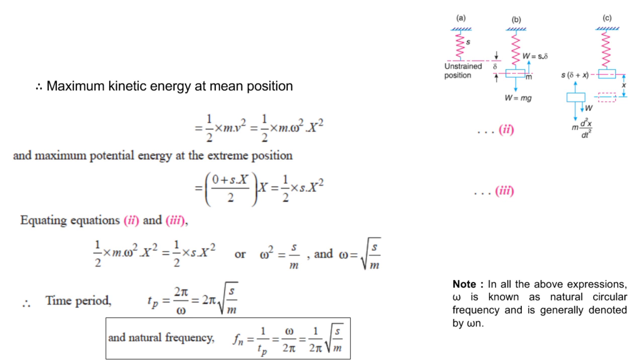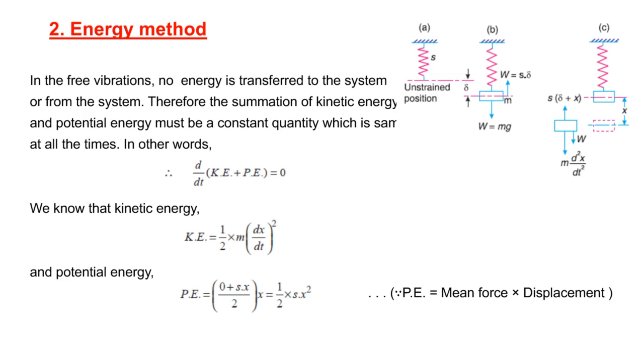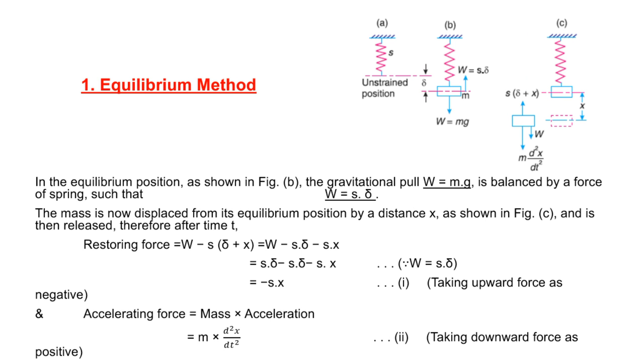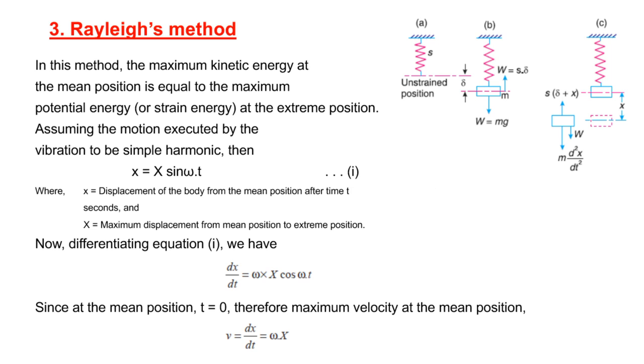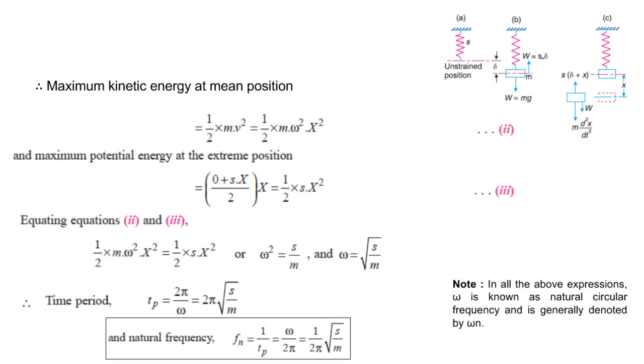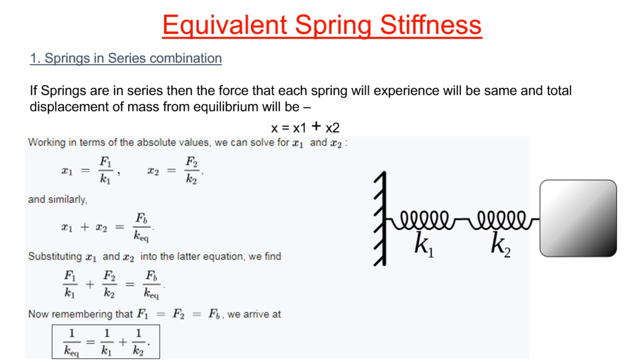These are the three derivations by which we can find the natural frequency of longitudinal vibration. First is the equilibrium method, second the energy method, and third Rayleigh's method. By all these three methods you have found the frequency fn equal to 1 upon twice pi square root of k by m, or 1 upon twice pi square root of s by m.